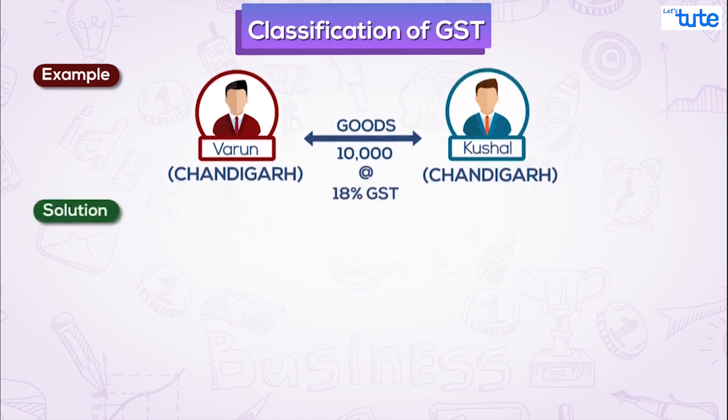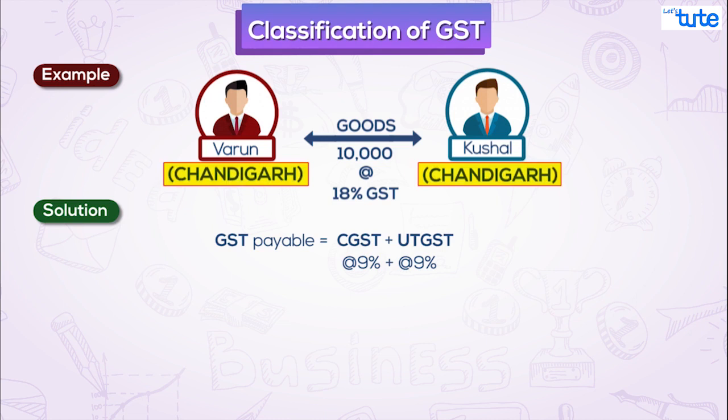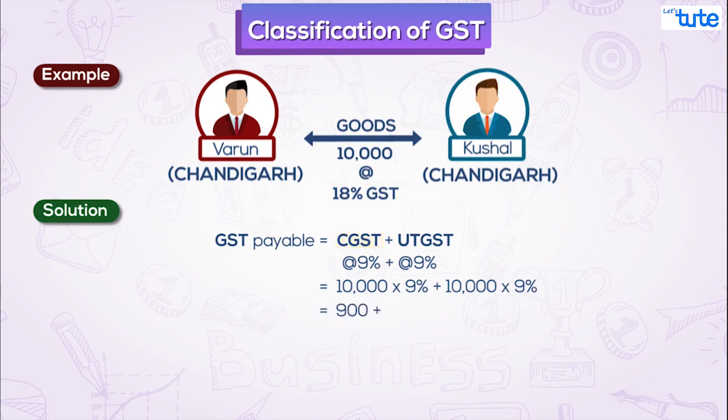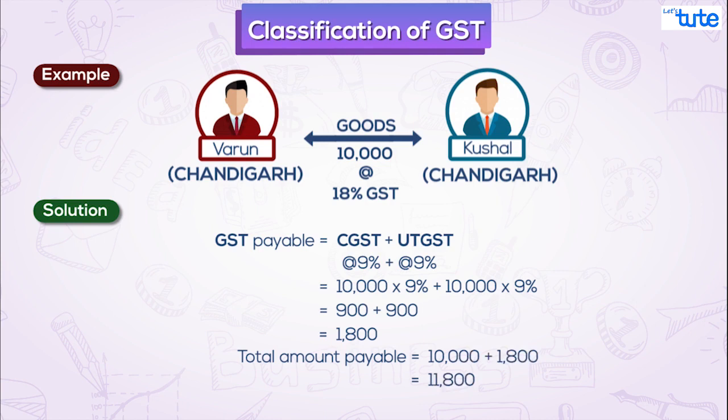Now here again 18% will be equally divided into CGST 9% and UTGST 9%, and not SGST, as this is an intra-union territory transaction. Thus, CGST will be 900 and UTGST 900, and the tax payable would be 1800, and the total amount payable will be 10,000 plus 1,800, that is 11,800.